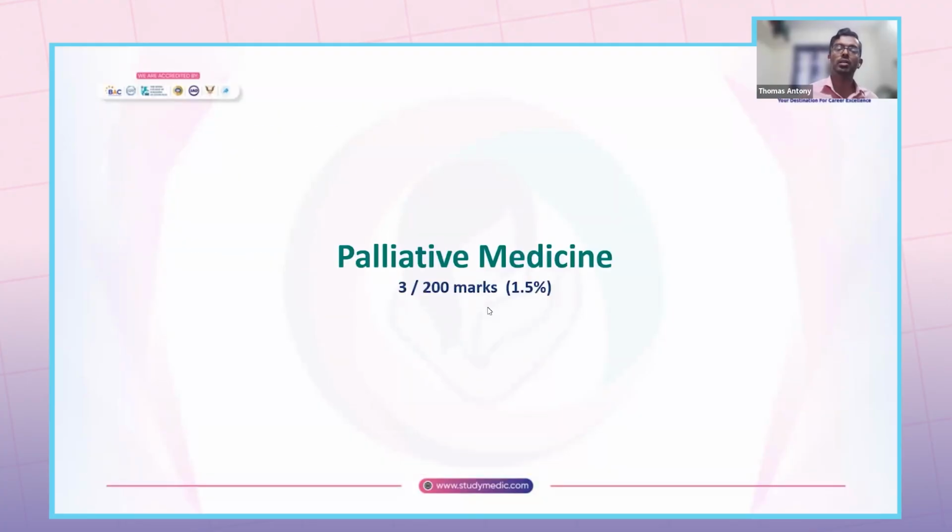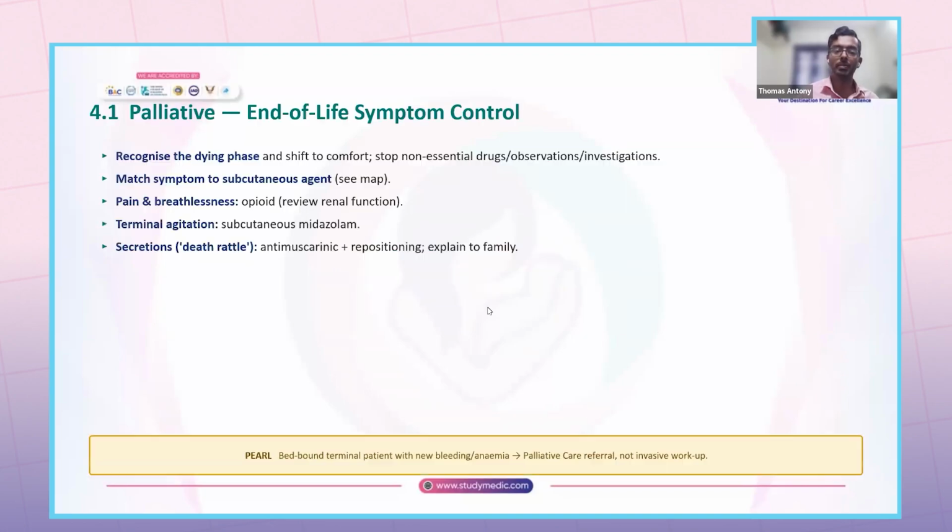Coming to palliative medicine, this also constitutes 1.5%. So palliative end-of-life symptom control. These are all factual questions, there's no confusion in that. Recognize the dying phase and shift to comfort. In such cases, we have to stop the non-essential medications, and unnecessarily investigating the patient further or administering drugs should be avoided. So match symptom to subcutaneous agent. Okay, I will be discussing that further.